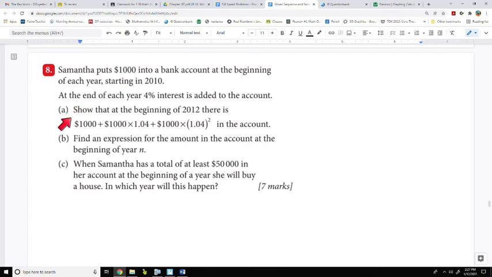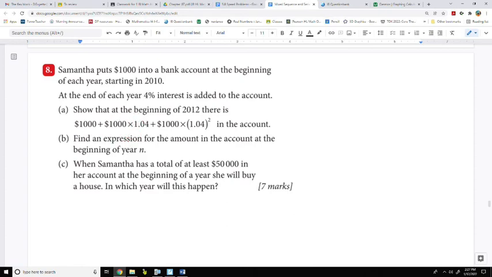So basically, I just wanted to show you that in the first year, or the 0 year, Samantha has $1,000 put into the account. Now, at the end of that year, she will have 4% interest on that $1,000. So that'll be 1,000 times 1.04. That's how much the account is worth at the end of the year. But she's going to stick in another $1,000. So this is the second year's money and the first year's money added together.